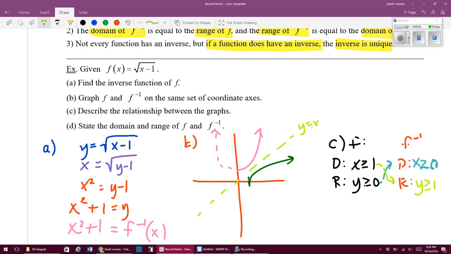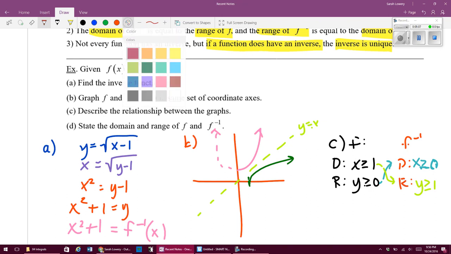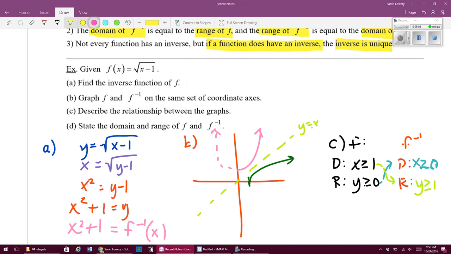And if we look at my graph, this should make sense. I only want to take the positive part of this graph. I didn't take the negative part of this graph. And sure enough, the range is defined for y greater than or equal to 1. So at its basic level, to find an inverse, we switch x and y, and we solve for y.